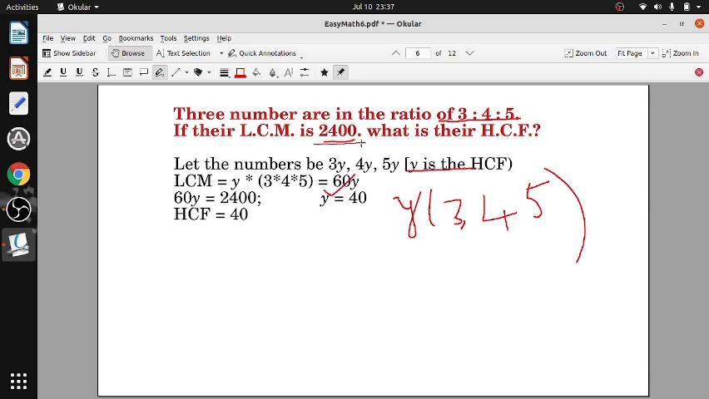And what is LCM given? 2400. So 60y is 2400. So y is 40. And y क्या था? Y was the HCF. Because 3y, 4y, 5y, the HCF is y. Y को छोड़ के तो और कुछ जाएगा नहीं. So HCF is y or 40. Y is 40 and HCF is also 40 because y is the HCF.